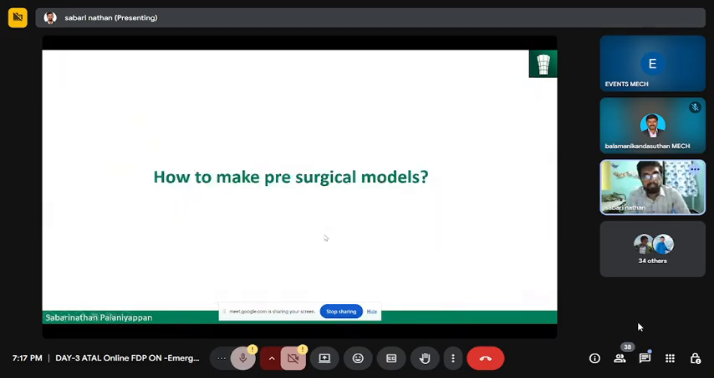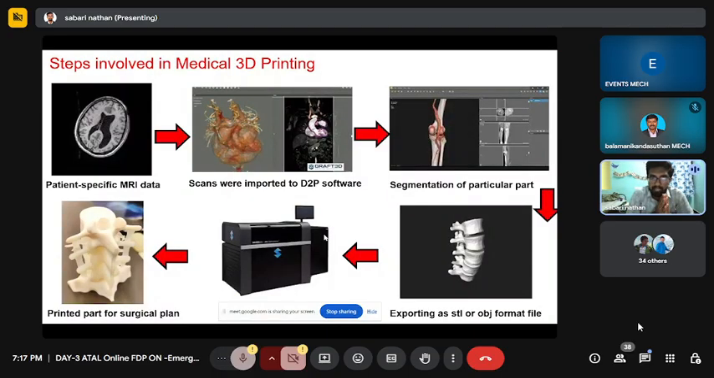Okay, coming to the pre-surgical model, there are three methods to fabricate it. First, you need CT or MRI data. After getting the CT and MRI data, which are digital data, you need to convert the digital data into design data. For that you need a particular software; here we have used D2P software. Similar to D2P, there are various kinds like Mimics, Dragonfly, a lot of software. You need to use any one of them.